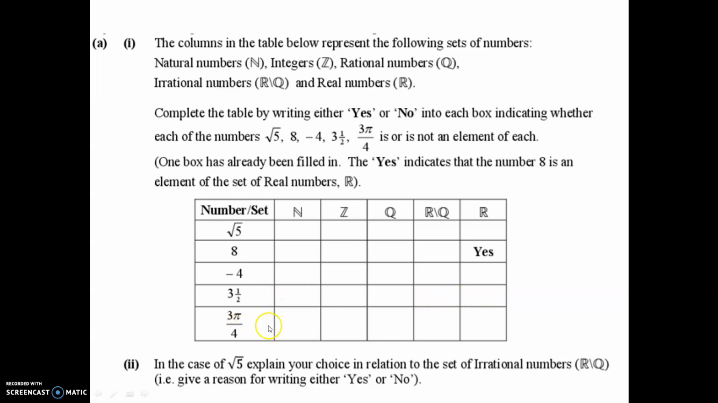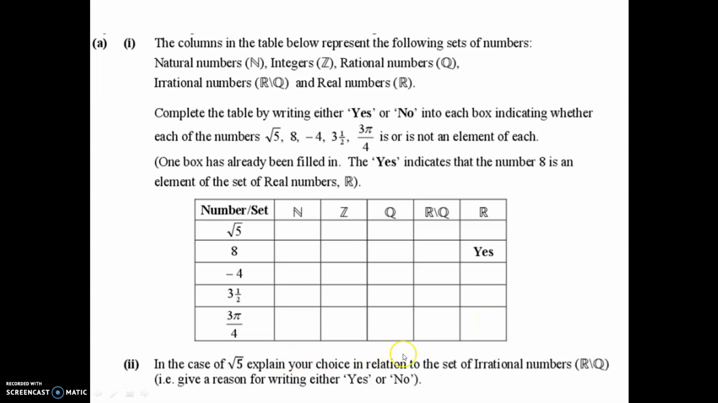3 pi over 4, so it's got pi in it. So that is telling me it's irrational. Once you see that symbol for pi, it's irrational. It's not a whole number, it's not natural, not an integer, not rational. I know it looks like it's a fraction, but once pi is there, it's irrational. So yes to irrational, no to rational. Still yes to real. It is still a real number.